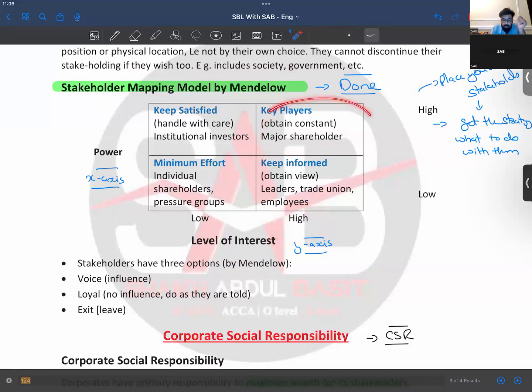He's your major shareholder. If I were a major shareholder, I would have the power of that entity and I would have the interest in that entity, because I have invested in it. Therefore, I'm taking interest in that entity also. So it's major shareholders, and they are the key players of yours.